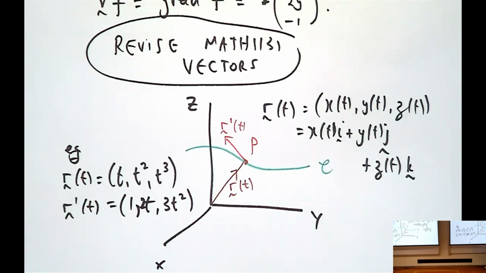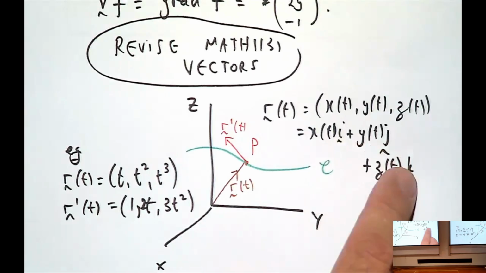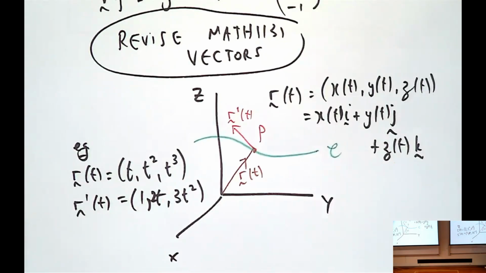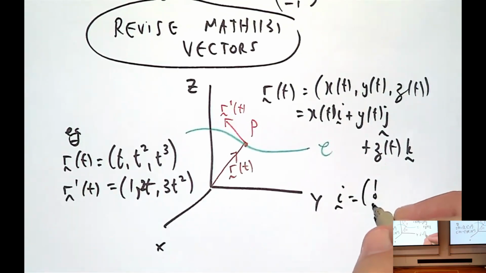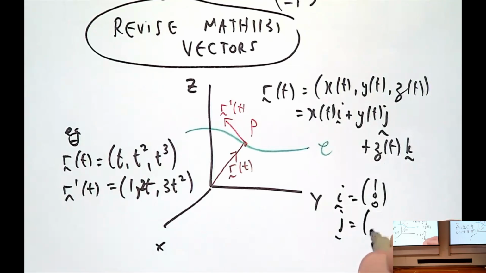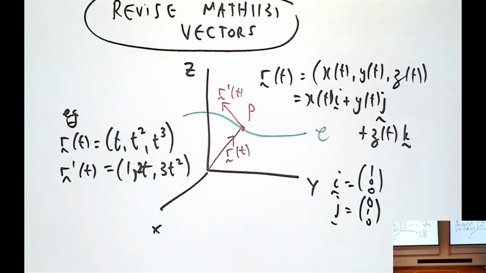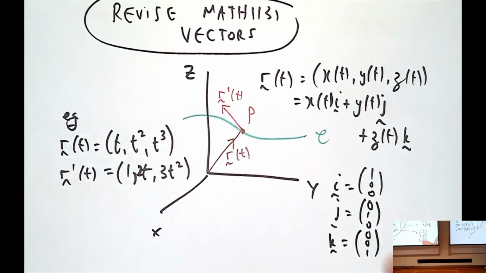So just remember, what's the I, J and K vector? And I know people have different notations. Okay? Now the I is not the same I as the complex number I that you see in first year. Okay?